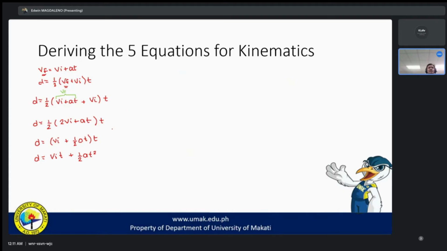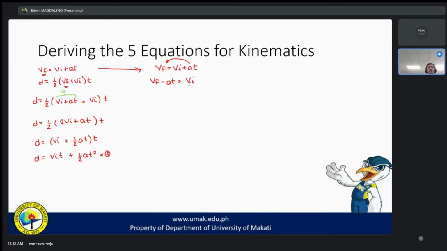Now what about the last one? Okay, so this is equation number 4. Equation number 5 should also be from Vf is equal to Vi plus At. But what is different would be, let's start first with that one. Vf is equal to Vi plus acceleration times time. So we transpose acceleration times time to the other side. So this is positive, it will become negative. So that is Vf minus acceleration times time should be equal to Vi. So we have another equation.